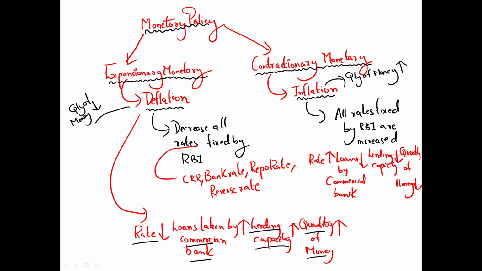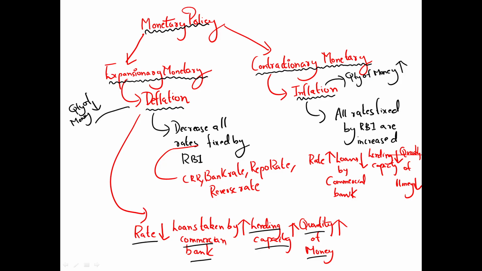During deflation there is no money in the economy, so in order to pump money into the economy, RBI implements expansionary monetary policies. During expansionary monetary policy, RBI decreases all the rates. Examples of rates are cash reserve ratio, statutory liquidity ratio, bank rate, repo rate, and reverse repo rate. All the rates are decreased by the RBI. As rates are decreased, it is very cheap for commercial banks to take loans. So the commercial banks take more loans, as the rate fixed by the RBI is very low. As a result, they get cheaper loans.